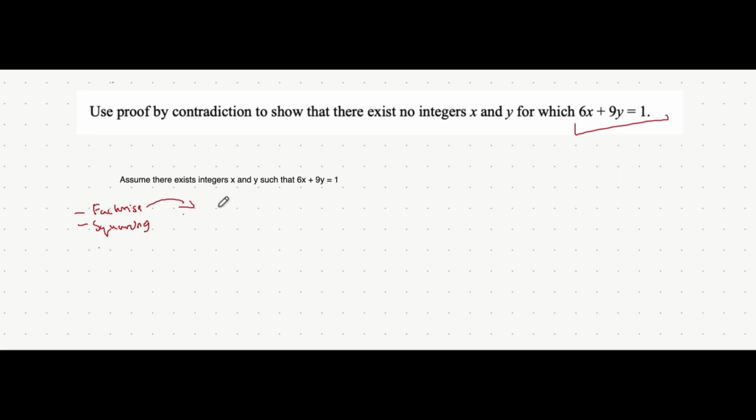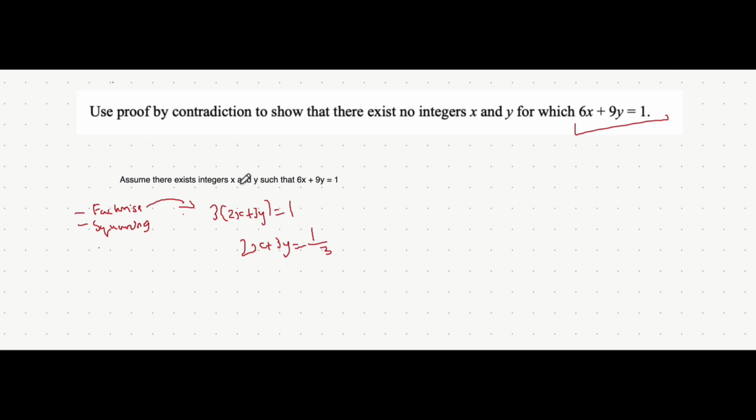Let's go about doing it. So if we factor out 3, 2x plus 3y equals 1. Then we can divide both sides by 3 to get 2x plus 3y equals a third. So where does this take us? How can we show that this statement here is false? Because we want to disprove the assumption.